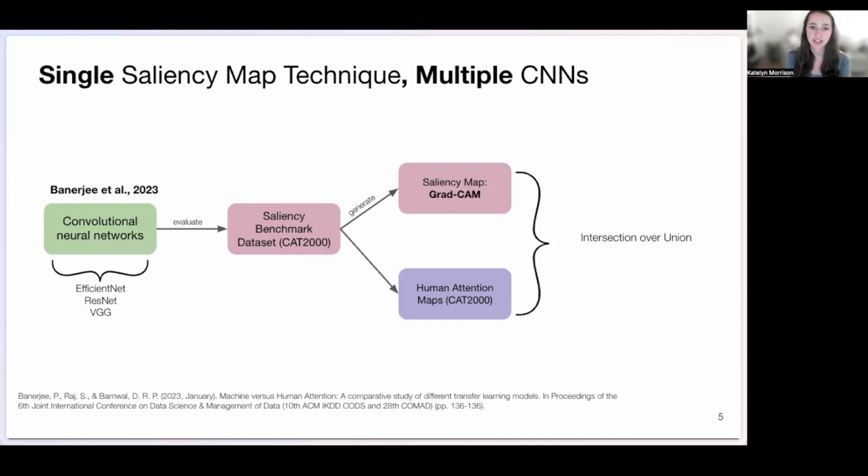Within the image annotation studies, there have been a variety of evaluations, such as comparing a single technique across multiple models. For example, one study investigates GradCam using the saliency benchmark dataset, which includes human attention maps. This study looks at an EfficientNet, a ResNet, and a VGG. And since GradCam is an attribution method producing a heat map, they were able to calculate the intersection over union between human attention maps and the saliency maps for GradCam from each model.